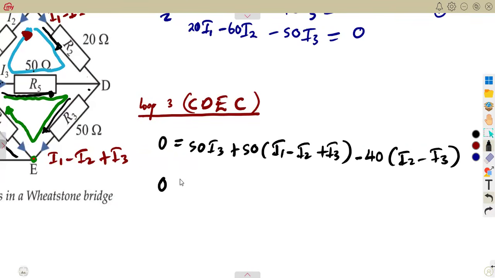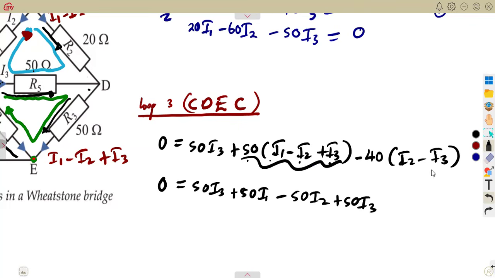All right, so let's solve. Let's simplify first. That's 50 I3 expanded by 50. In this bracket, as you can see, every part is going to be multiplied by 50. That's 50 I1, and minus I2 becomes minus 50 I2, and I3 becomes 50 I3. Everything has been multiplied by 50. This part by negative 40: negative 40 times I2 is negative 40 I2, and negative 40 times negative I3 is a positive 40 I3.